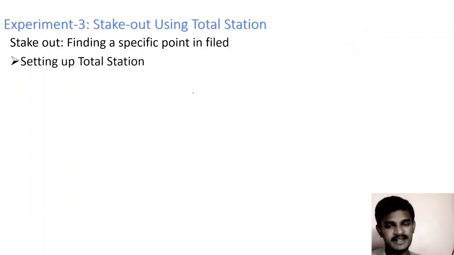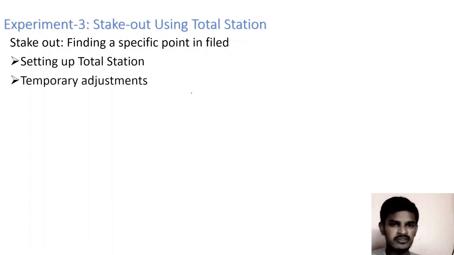First we need to do the setting up of the total station, and then we need to do the temporary adjustments, right? These are very important with respect to every experiment that we do. The instructor, or the one who is doing the survey, has to ensure all these points. Then only will the results we obtain be accurate with respect to the level of accuracy we maintain while doing the centering and leveling, right?